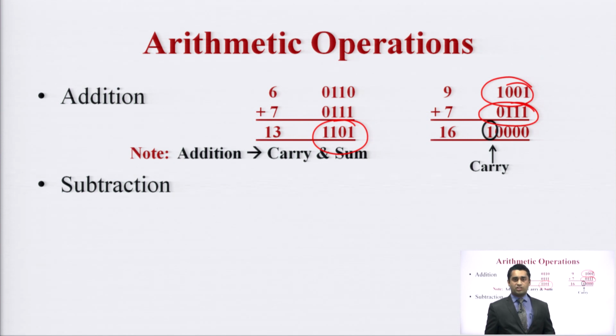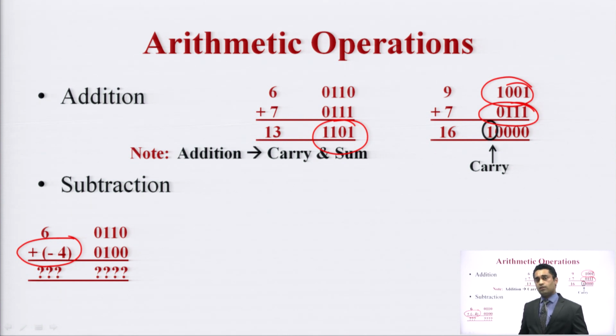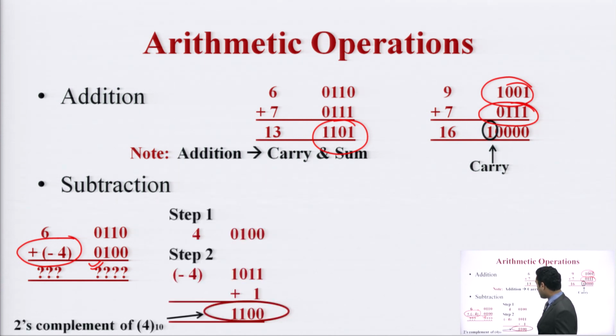In case of subtraction, I am taking an example 6 minus 4. I can represent this minus 4 like this, meaning I am adding 6 with minus 4, which is equivalent to 6 minus 4. So what are the steps to perform this subtraction? This is in 3 steps. Step number 1 is we are representing this into a binary representation. And the second step says take a complement of this number.